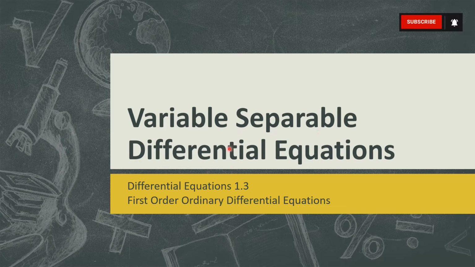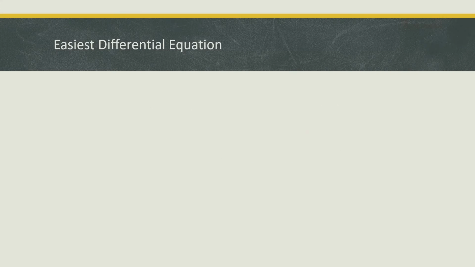Here we discuss the easiest type of differential equation that can be solved, that is the variable separable differential equation. The form of this easiest type of differential equation is as follows. We have a derivative, then here we have a function of one of the variables, in this case x, and another function of the other variable.